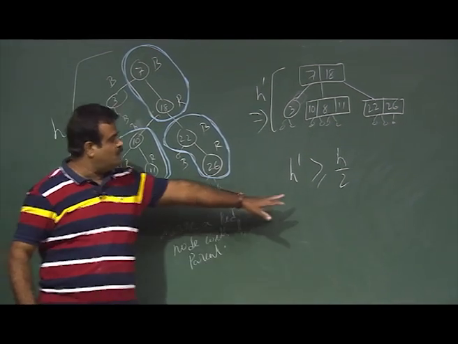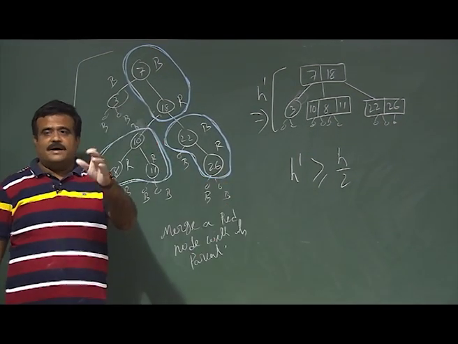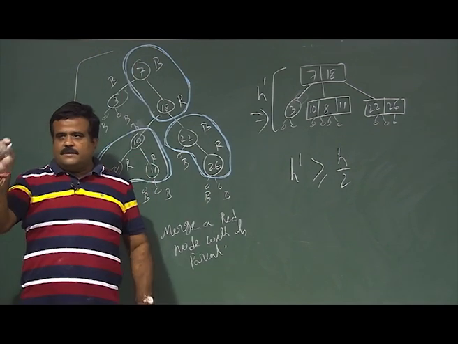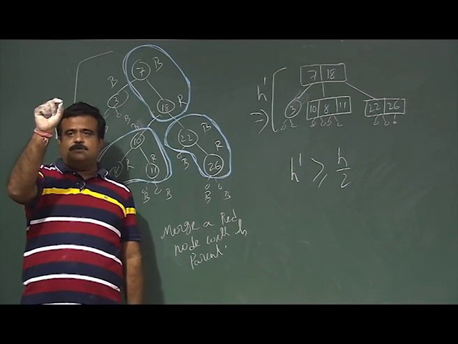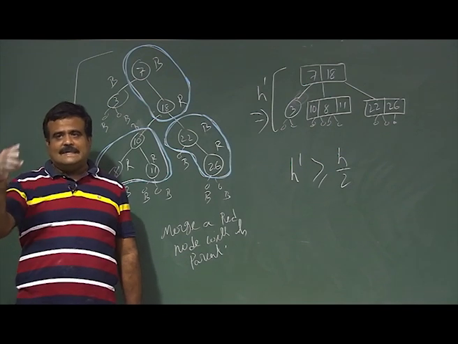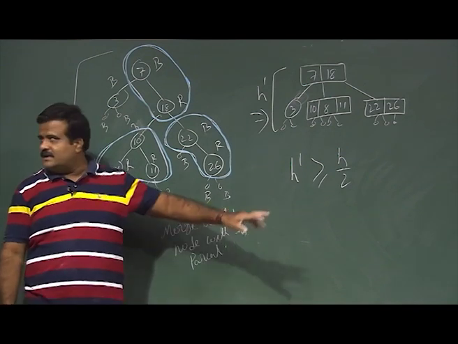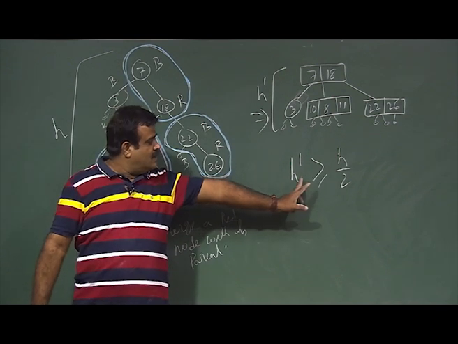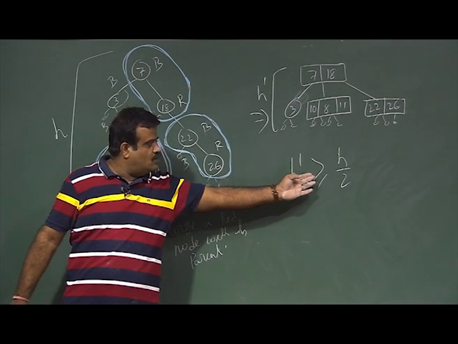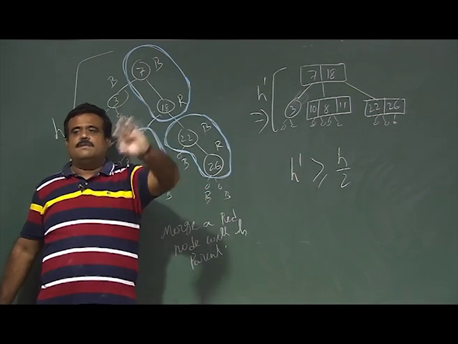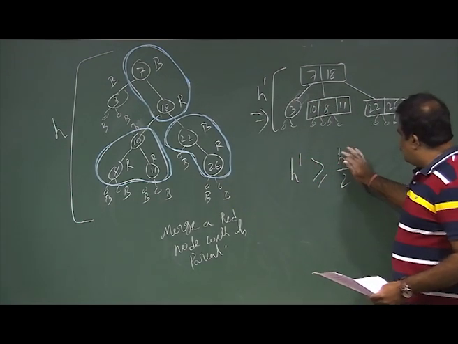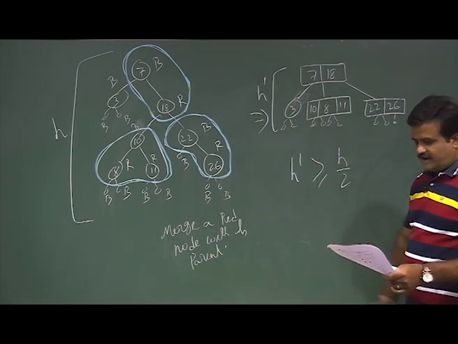For this to be less than, we would need to have more red nodes, which is not possible, because if a node is red, then the parent has to be black. So in any path, the number of red nodes will be less than the number of black nodes. That is the reason the new height will be greater than h by 2, and it will be equal when exactly the same number of black and red nodes is there in the tree. Okay, so this is the relationship we have. This is the height of this tree, this is the height of this tree.